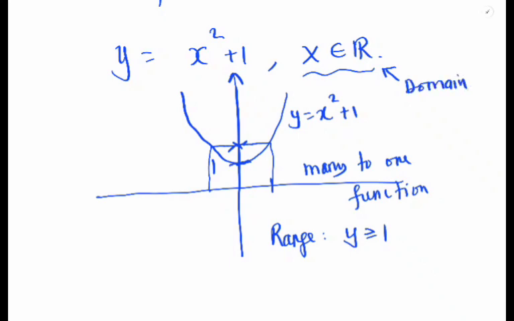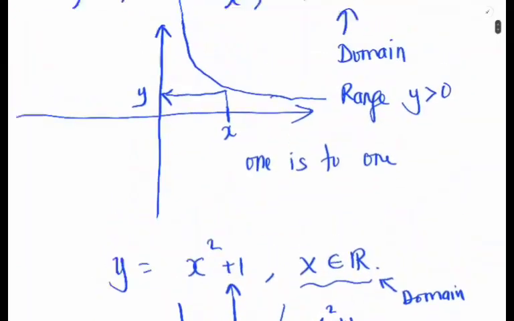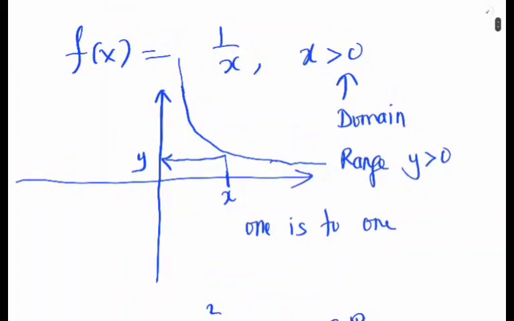So if the function is not one-to-one, like here is many to one, that means the inverse does not exist. Okay, in this case the inverse does not exist. It must be one-to-one function. Like here, one-to-one function, the inverse exists.